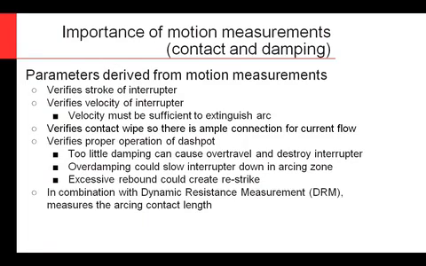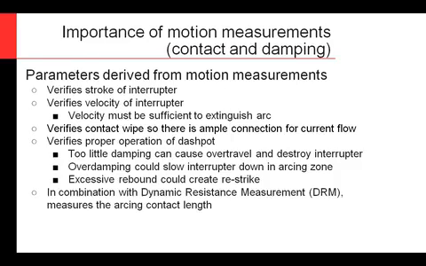So why do we measure motion? As I said, I think motion is very important and it often gets neglected. But it verifies the stroke of the interrupter, verifies the velocity of the interrupter. If the velocity isn't quick enough, there won't be enough energy to extinguish that arc. Verifies proper wipe, so there's enough connection for the current flow.